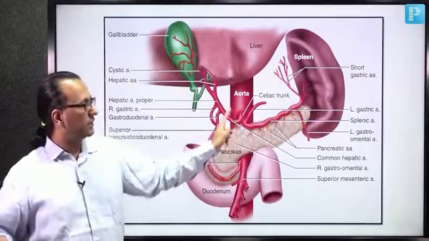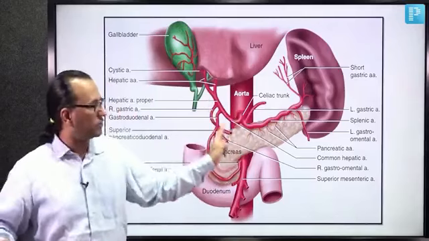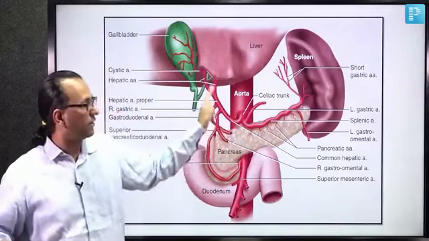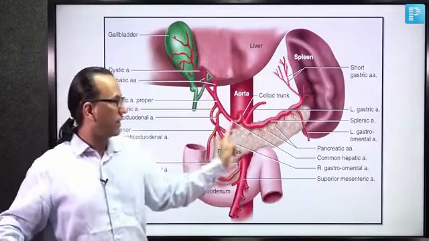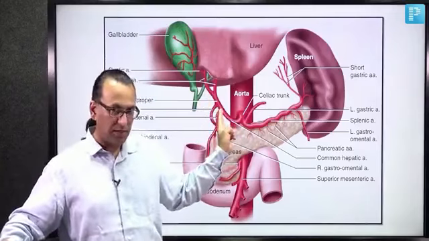Now understand that the celiac trunk, when it gives the common hepatic artery, it is called common because it will bifurcate into 2 branches, and it is called hepatic artery because it is going to supply the liver.